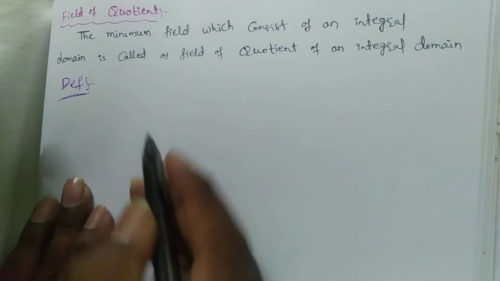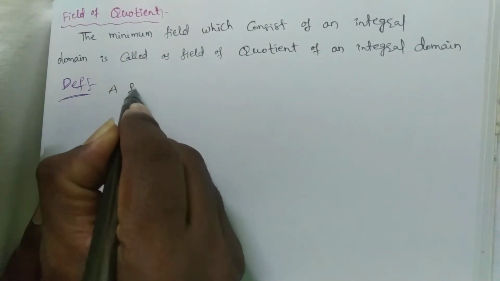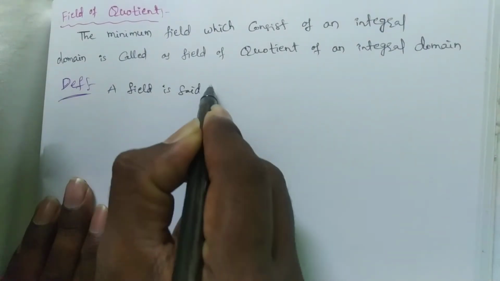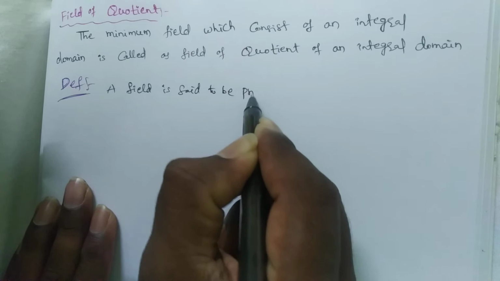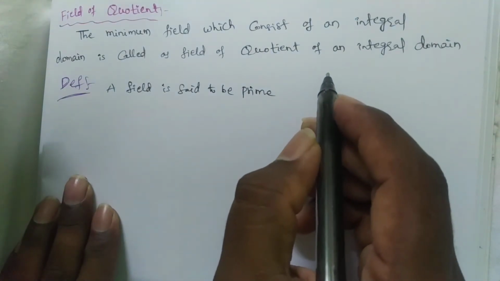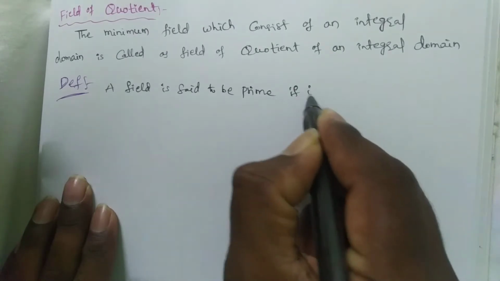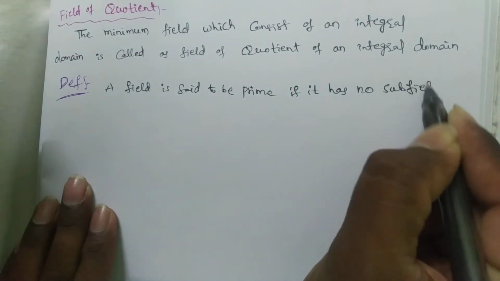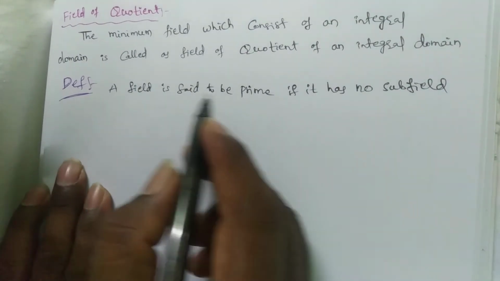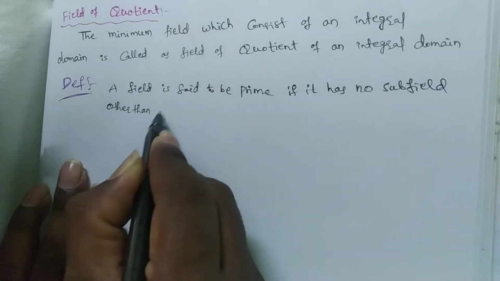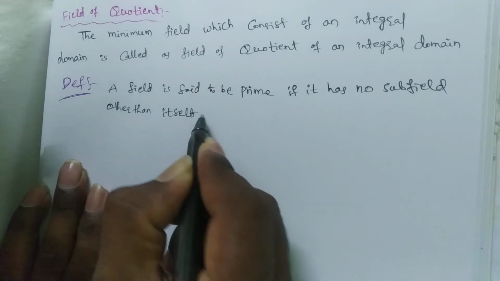A field is said to be prime if it has no subfield other than itself.